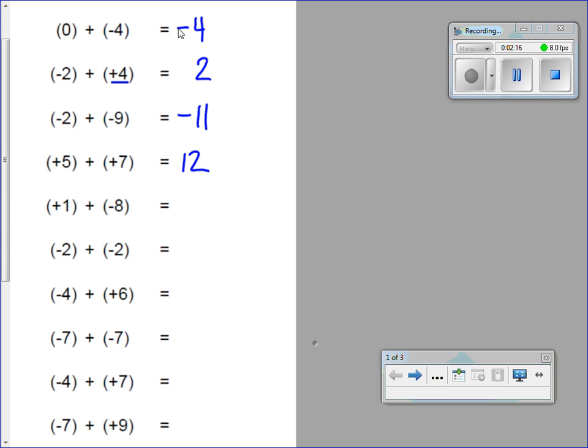And finally, here's a positive and a negative again. This is where we have to stop and say, wait a minute, I have two different signs, so now I have to subtract. So I have 8, take away 1, I end up with 7. But the absolute value of 8 is greater than 1, so basically I have more negatives than positives, and so I'm going to make that answer a -7.